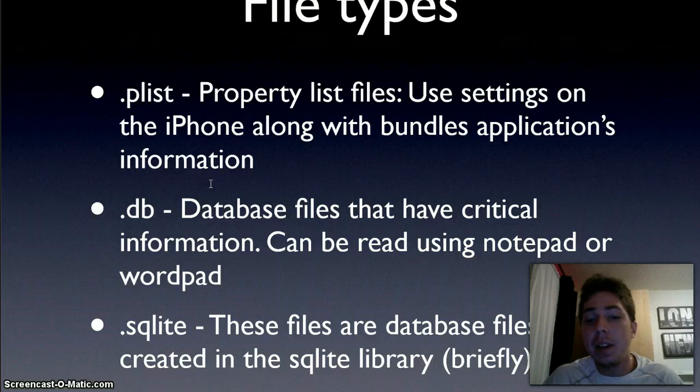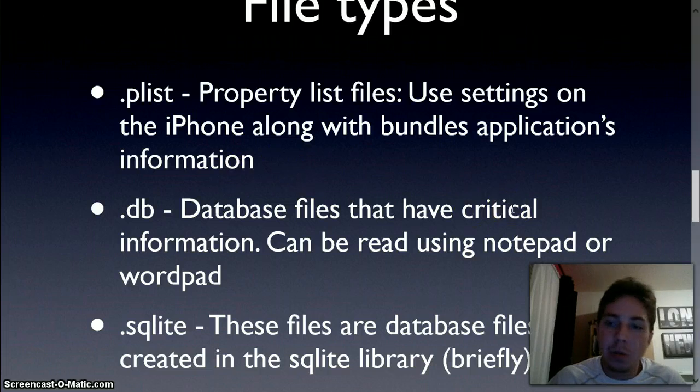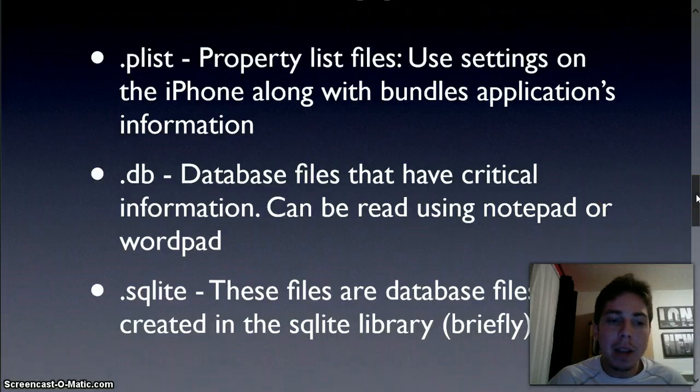and this critical information can be read using Notepad or WordPad. What I mean by critical information is that it can be, for example, an email account or an Apple ID that was used to log in on the iTunes Store or an App Store. And last but not least, we're gonna be playing with SQLite files. These files are database files created in the SQLite library, and we're gonna be playing with this briefly. I'm gonna get you over it, but if you wanna go deeper, be my guest.